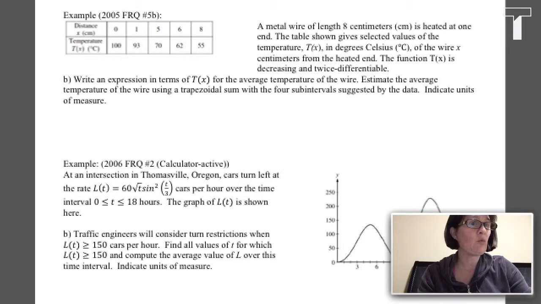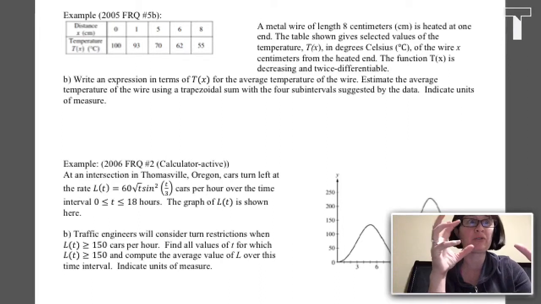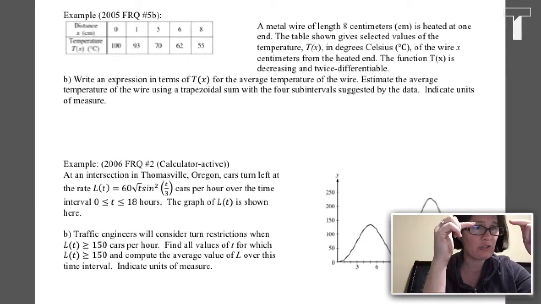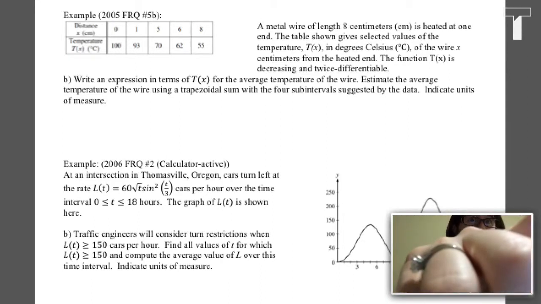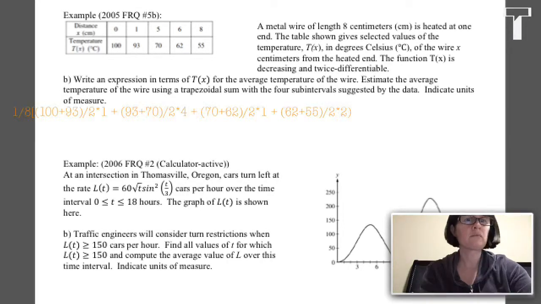The second part to the wire problem is that we've been asked to approximate the value of that integral using a trapezoidal sum. So I'm going to type it out for you. Remember, we have a 1/8 at the beginning in front of our integral, and then it's the actual integral part that we're going to estimate with the trapezoidal sum. That's the average of the two heights, so the average of the two temperature values, multiplied by the distance across the interval. So here's the expression I got.